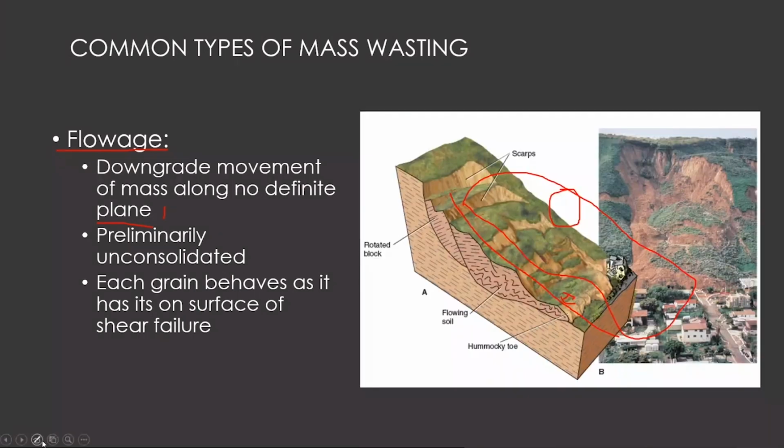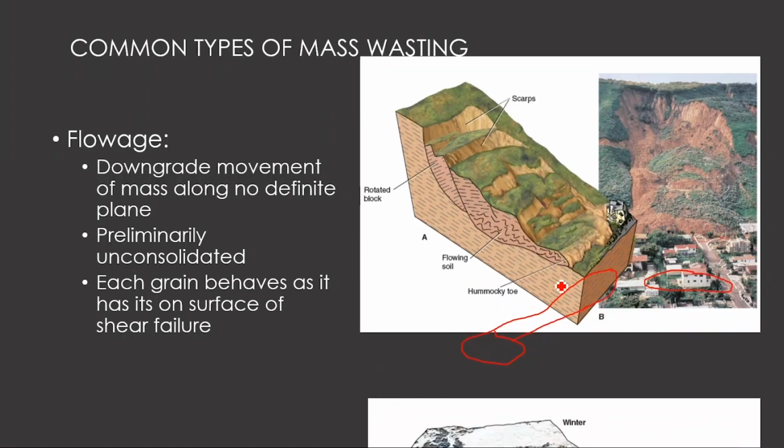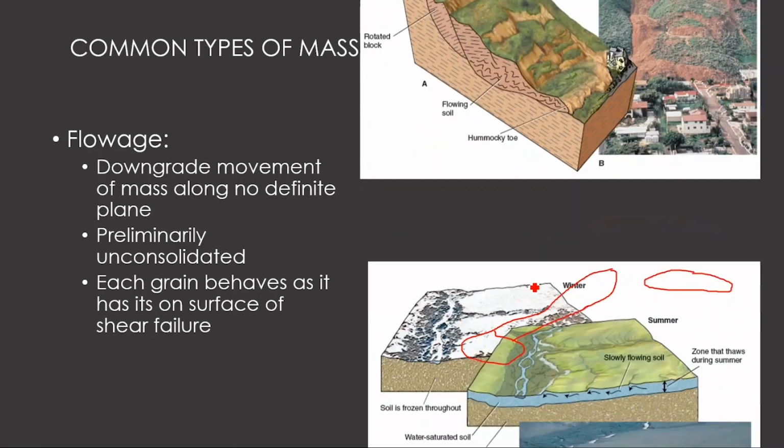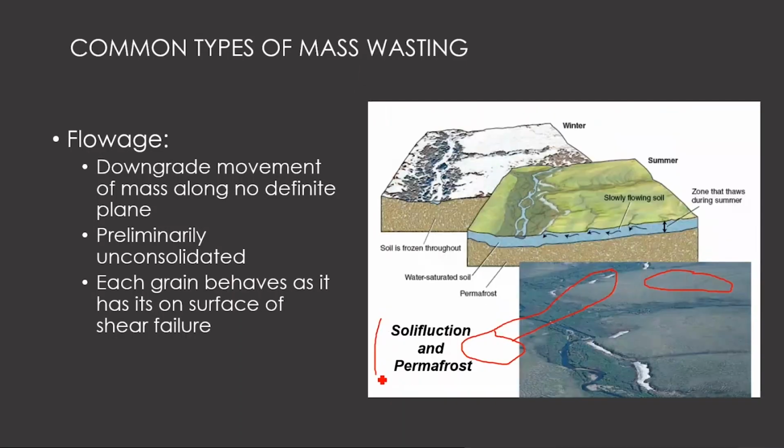Here in this second case, if you see, this is also the same thing, a flowage which happens, and the front portion of the flow we call a hummocky toe. It is the sliding portion coming down, and we can see it here also. This is the hummocky toe. This is another kind of failure.